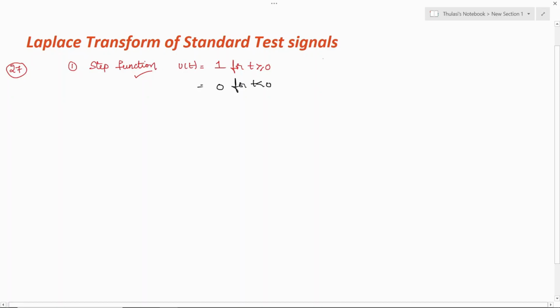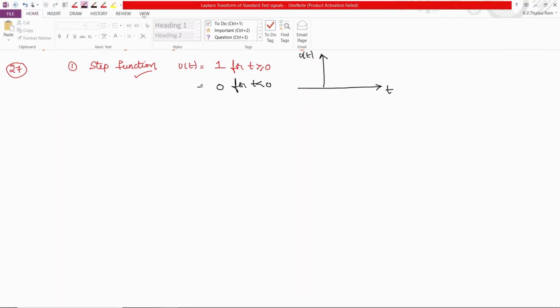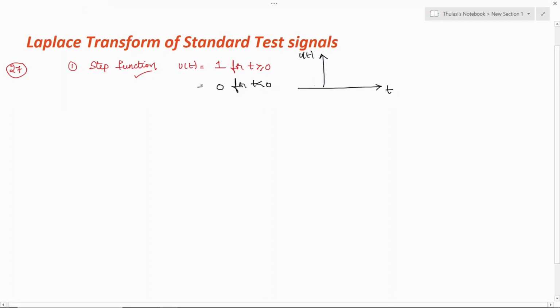Okay, now I'm going to draw the test signal. On the x-axis I'm going to have t, and on the y-axis I'm going to have u of t, and you can see the signal here. So this is the test signal. The red one I'm drawing is the test signal. So it is like this.